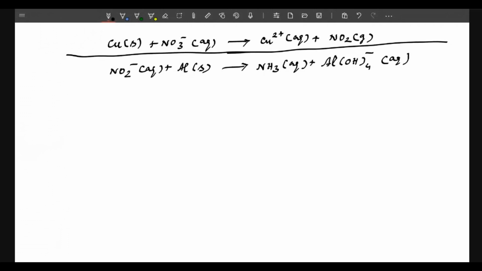Option A, 1 on the reactant side. Option B, 1 on the product side. Option C, 4 on the reactant side. Option D, 7 on the product side.